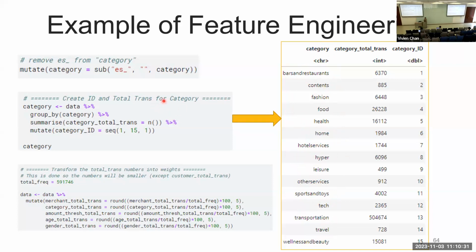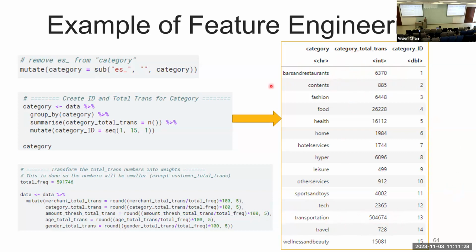Secondly, we create a new category ID. So instead of using the values of the categories, we create a new attribute called the category ID. And then we also calculate the category total transaction. So what is the category total transaction? Again, if you remember when we talked about feature transformation, this is actually a binning technique. We are just doing some counting, so this is the frequency count of how many transactions are being spent on this category. You can see that most of the transactions belong to transportation, which I would say is quite reasonable.